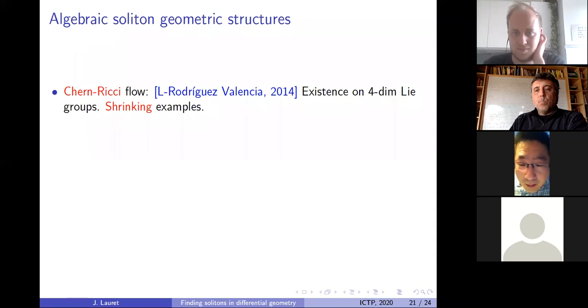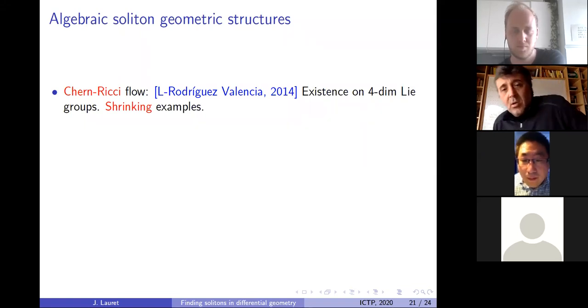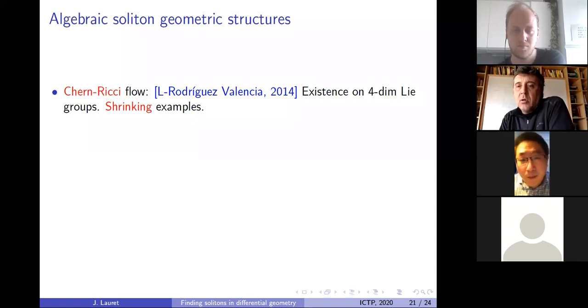So can you explain what's the reason why this kind of difference happens? In nil manifolds, you mean? Yeah, on nil manifolds. Because for Chern-Ricci there is something even more strange, that any nil manifold is a Chern-Ricci soliton. So you have to go to solvable groups to make sense, because on nil manifolds anything is a soliton for Chern-Ricci. It's not a very strong condition.